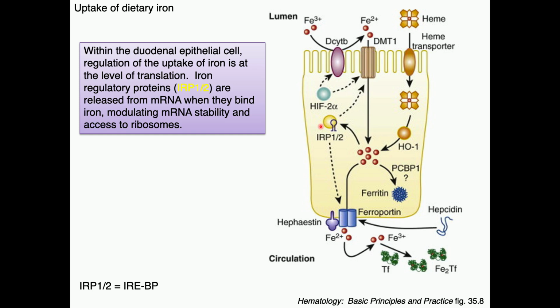Okay, so the iron regulatory proteins 1 and 2 are responsible for regulating expression of ferroportin, ferritin heavy and light chain, and DMT1 in gut epithelial cells and in other cells, in a fashion that is similar to the way ALAS2 is regulated in erythroid precursor cells.